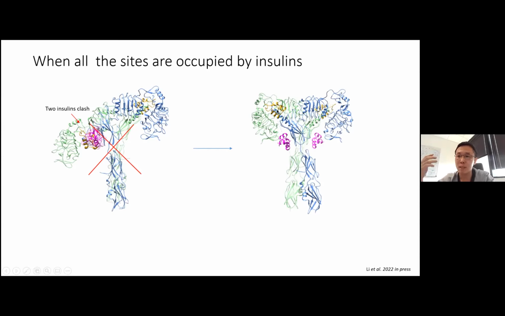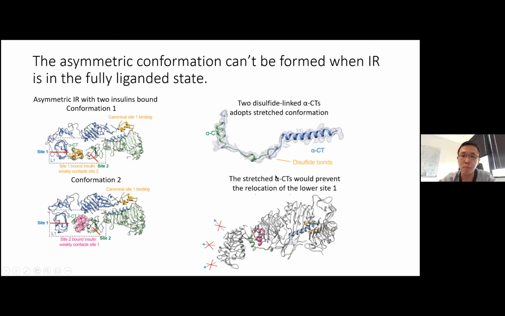Right? But think about if we remove the disulfide bond between the two FCT motifs, then the structural restraint will not happen anymore. That may allow the insulin receptor to form the asymmetric conformation even in the fully occupied state, right?